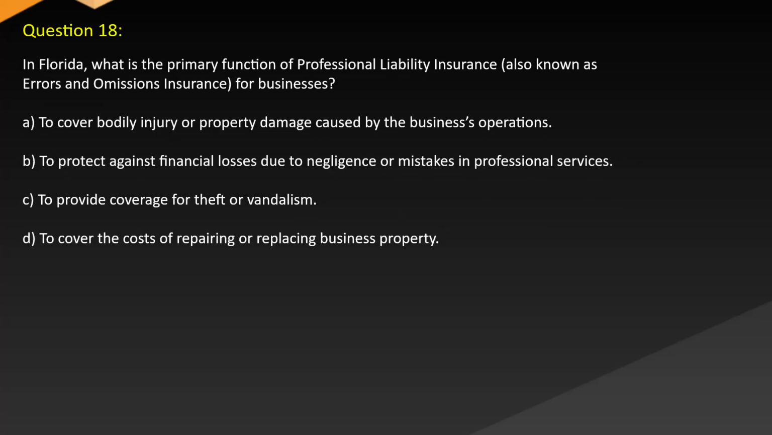Question 18. In Florida, what is the primary function of professional liability insurance, also known as errors and omissions insurance for businesses? A. To cover bodily injury or property damage caused by the business's operations. B. To protect against financial losses due to negligence or mistakes in professional services. C. To provide coverage for theft or vandalism. D. To cover the costs of repairing or replacing business property.